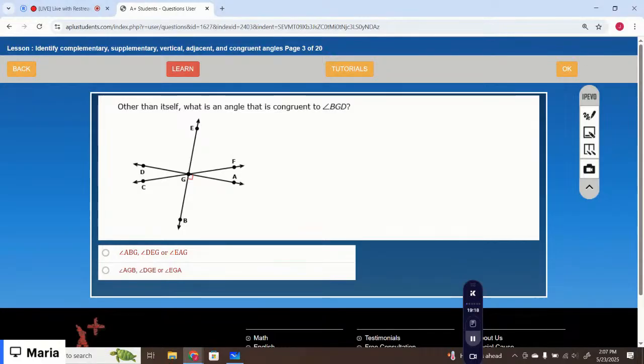Other than itself, what is an angle that is congruent to angle PGD? The angles congruent to angle PGD are AGB, PGE, and PGA. Option number 2 is the correct option.